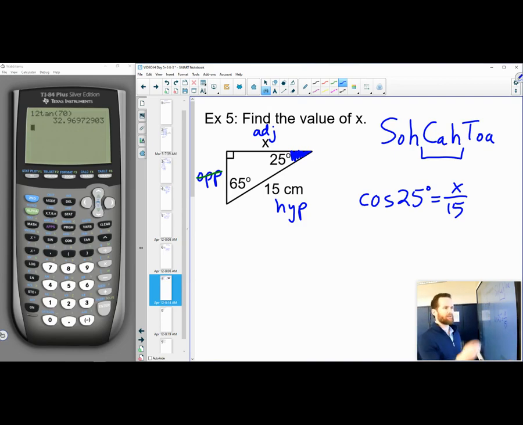Now we just cancel out the division. We multiply both sides by 15, and let's see what that gives us.